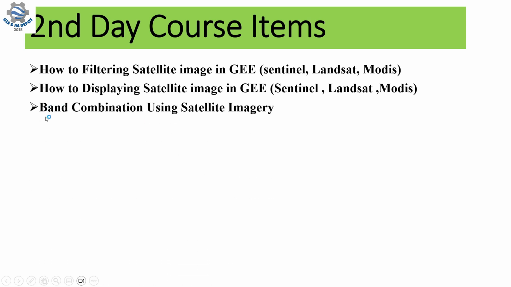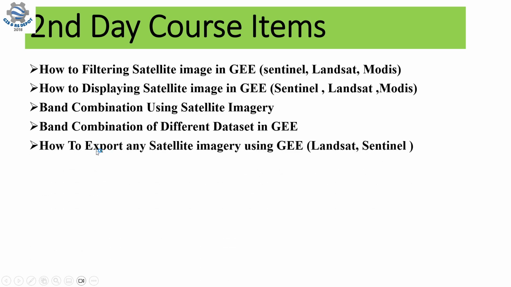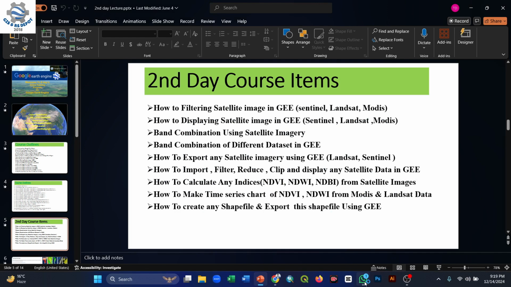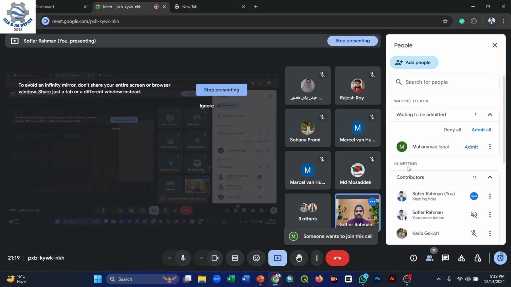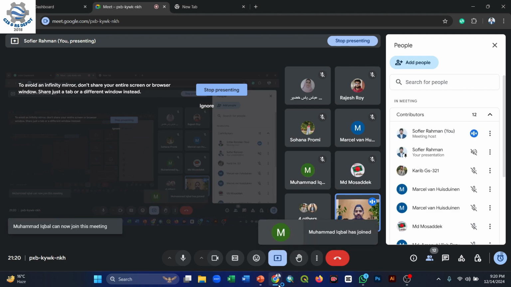We also learn band combination using satellite imagery. Lots of band combinations are available. We learn these band combinations in the Google Earth Engine platform, and also the band combination of different datasets. And also we learn how to export any satellite imagery in Google Earth Engine, suppose Landsat or Sentinel satellite imagery. Any satellite imagery, we learn how we can easily export.